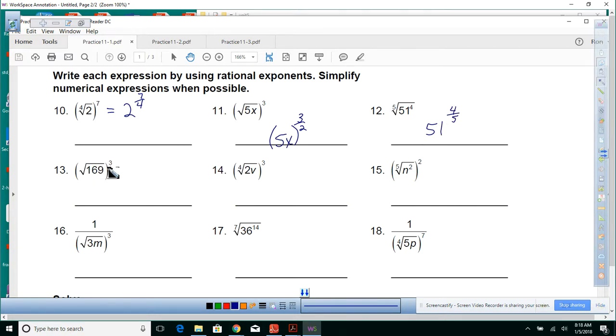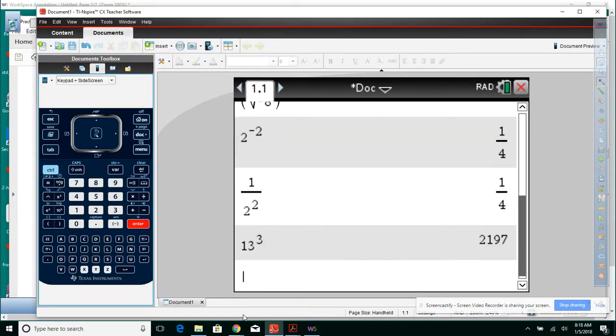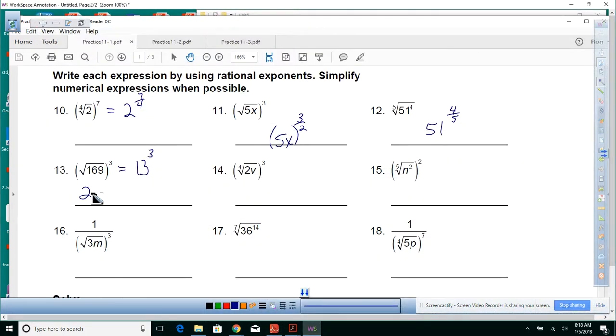Oh, here one. The square root of 169 is 13, so that's going to be 13 cubed. 13 cubed, and I don't know what that is off the top of my head. 13 caret 3. I got 2197, so that's 2197. All right. This is going to be 2v to the 3/4. Notice this exponent becomes the numerator, and the radicand becomes the denominator.